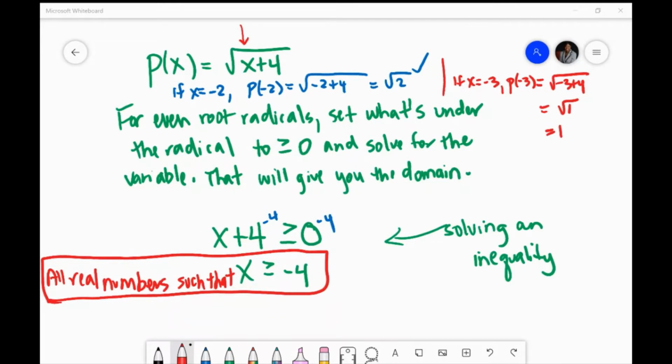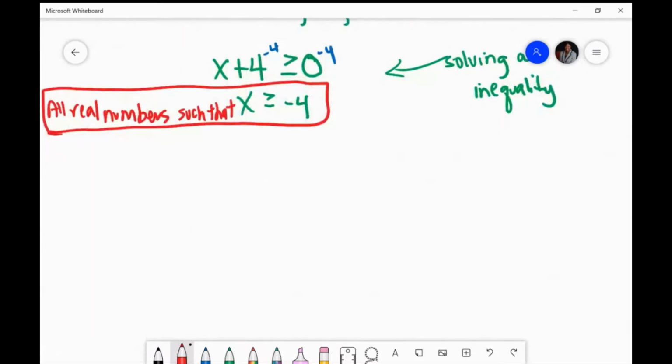So that's why the domain is what can be in x and what is allowed for x. And right now what's allowed is all real numbers such that x is greater than or equal to negative 4. And let me rewrite it different ways. That's how you write it out.